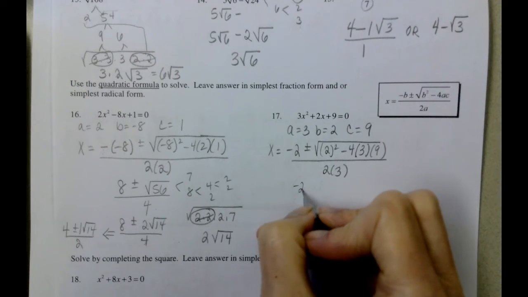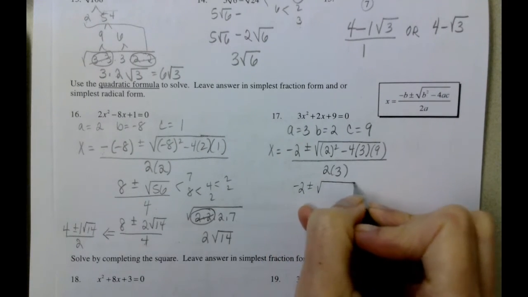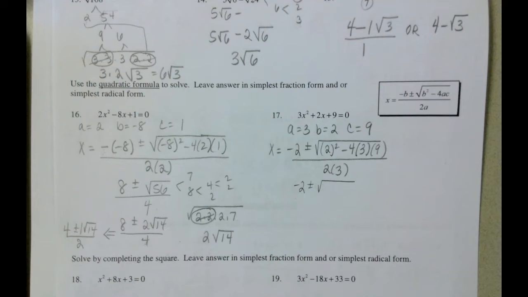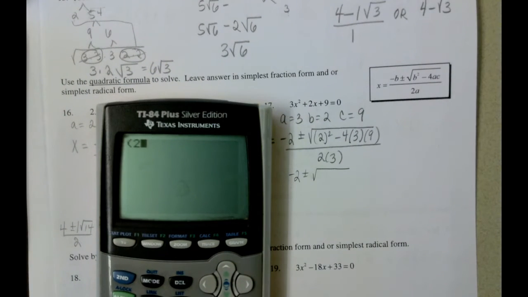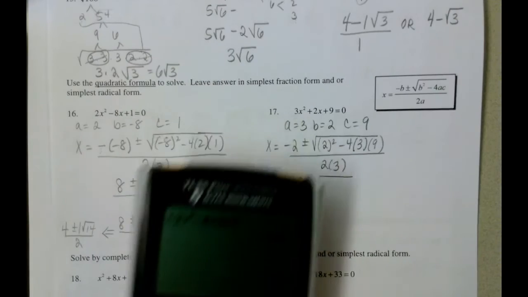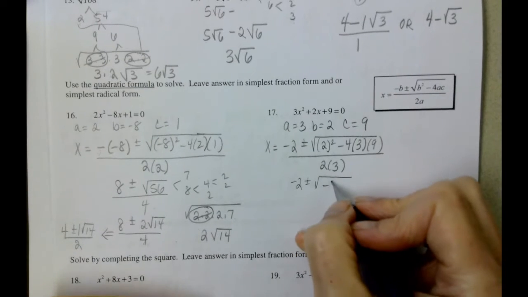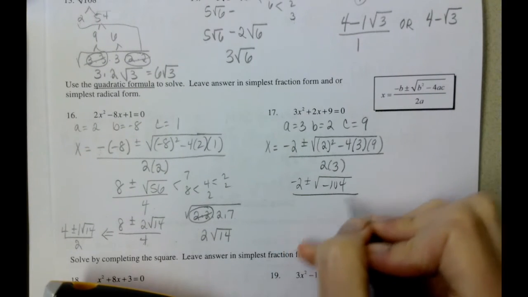So I'm going to grab the calculator again, because we're going to type in this. I don't type in the square root, as you see. I just wrote the square root down, but we're going to type in 2 squared minus 4 times 3 times 9, which is negative 104, divided by 6.